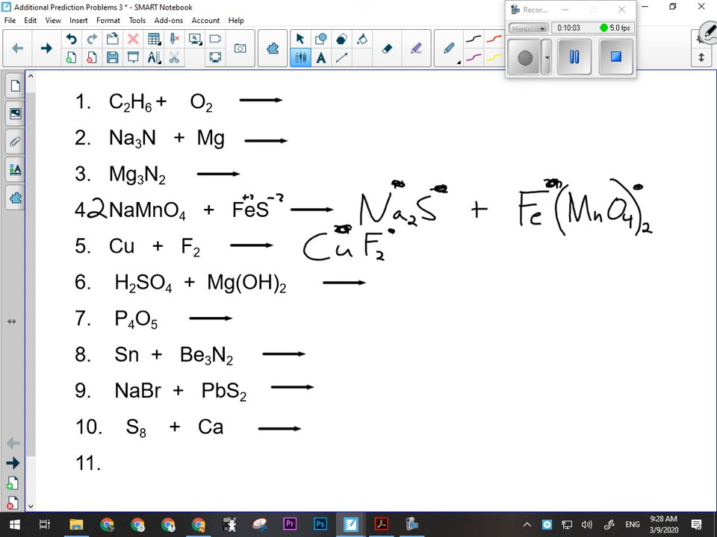So in number 6, I've got hydrogen, and it's with sulfate, so that's an ionic compound, hydrogen sulfate. And then I've got magnesium hydroxide as the other ionic compound. So it's a reaction containing 2 ionic compounds as reactants, meaning it is what kind of reaction? Double replacement. So in a double replacement reaction, I'm going to swap the metals. That means hydrogen will end up with hydroxide, and magnesium will end up with sulfate.